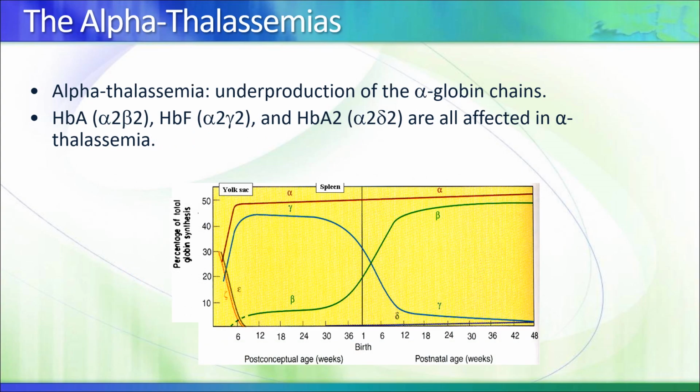Let's start with the alpha-thalassemia. So alpha-thalassemia means that there's underproduction of the alpha globin chains. So basically you have more beta than alpha. Now remember that the alpha chain is produced at the end of the embryonic stage. So it starts early on and it continues throughout life. On the other hand, the beta chain starts to be produced slowly in the early fetal stage, but there's a big jump right before birth, and it continues throughout life, again having equal quantities of alpha and beta.